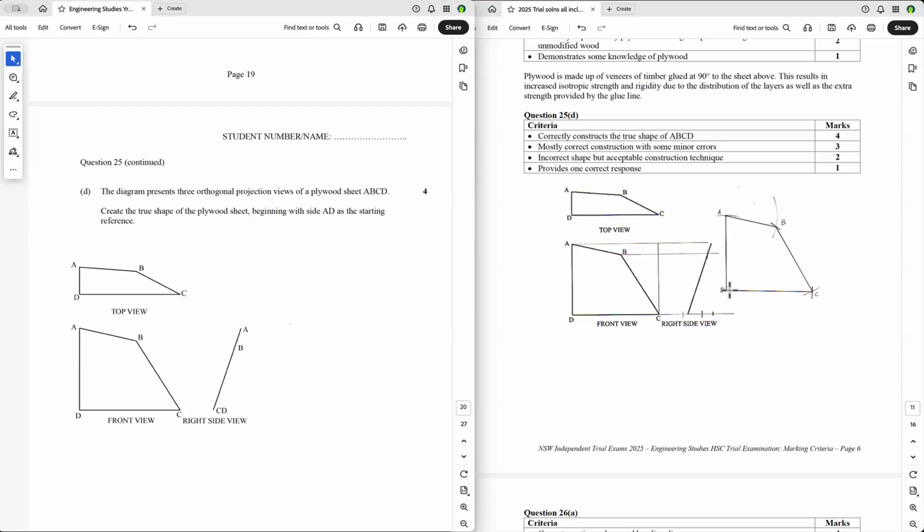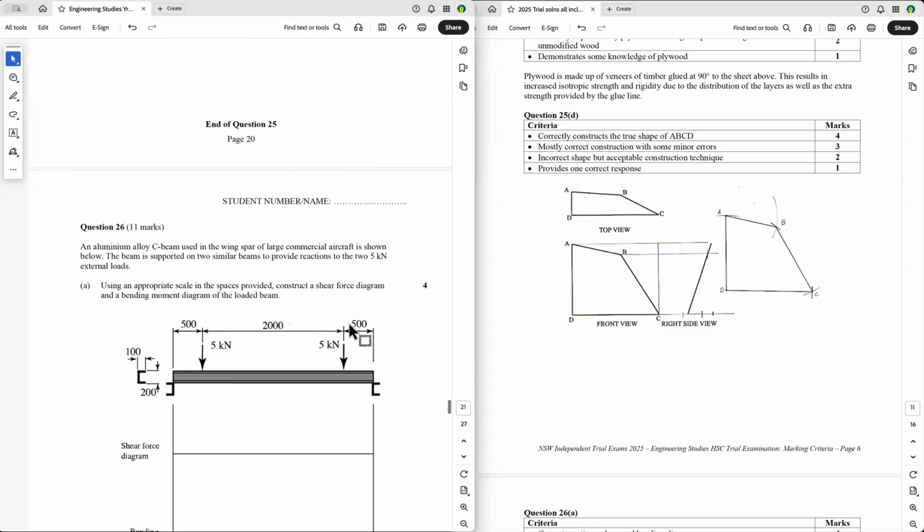Now to get B, you go from D to B. So D to B, you get that as the true length of the base. You see how high B is above D. So you mark it down here, and then you go up to B, and that will give you the true length of DB, and then you mark it there, and that's how you get point B. And you do exactly the same with point C. And that's called triangulation.